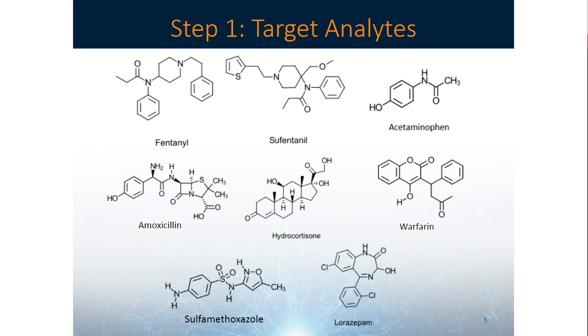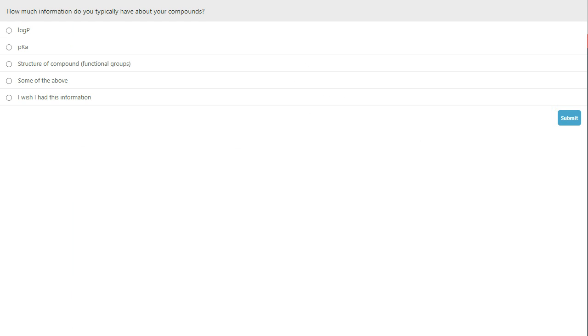So I have another polling question here. How much information do you typically have about your compounds? The log P, pKa, the structure of the compound or functional groups, maybe some of the above, or I wish I had this information. So I'll give you some time to submit your answers. Okay, a few more seconds to submit your answers. And let's see.